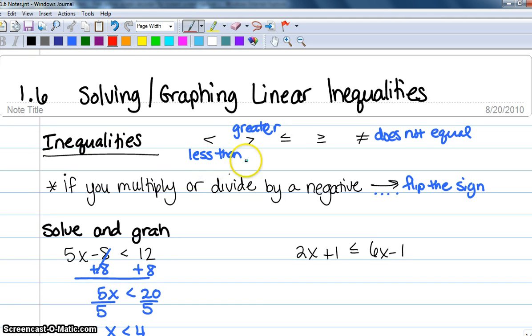If it is less than or greater than, you are going to use open circles. But if it's less than or equal to, we're going to take that circle and we're going to fill it in. Greater than or equal to, we're going to have that circle and we're going to fill it in. So open circle means that number is not included. It either has to be less than or greater than. If it's filled in, it's going to be that number or less than, that number or greater than.